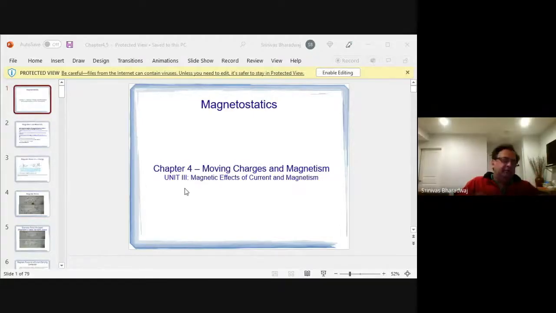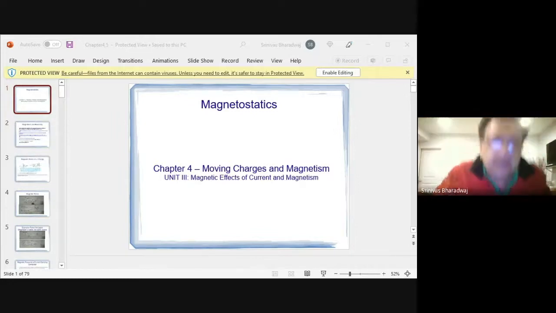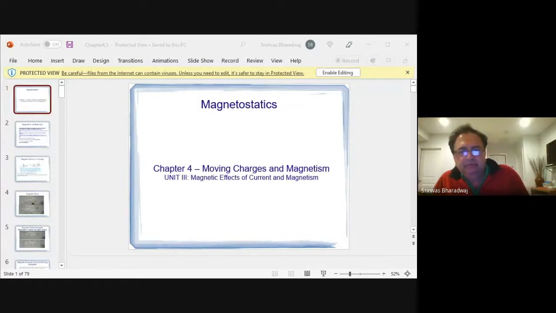So, good day and good evening or good morning. We continue with our discussion of magnetostatics.